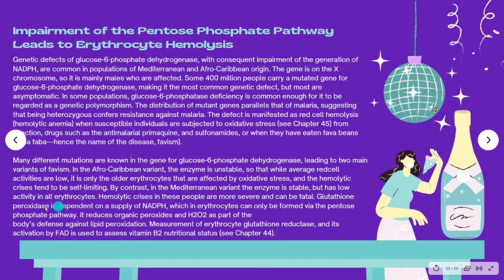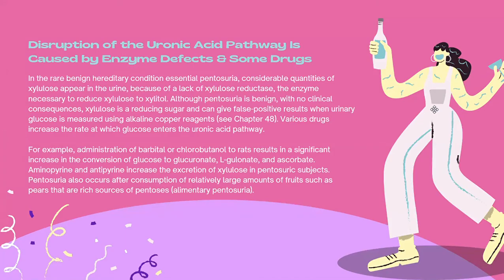Glutathione peroxidase is dependent on the supply of NADPH, meaning the pentose phosphate pathway, which in erythrocytes is the only place it can be formed. Okay? Disruption of the uronic acid pathway is caused by enzyme defects and some drugs. Okay.